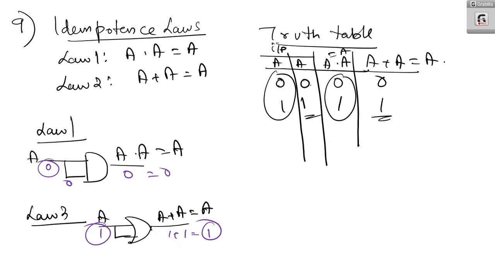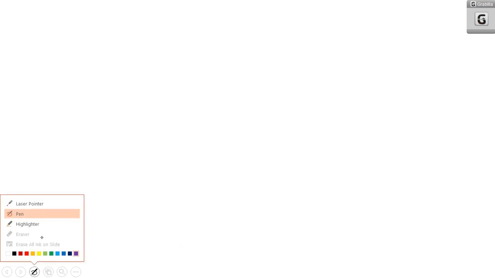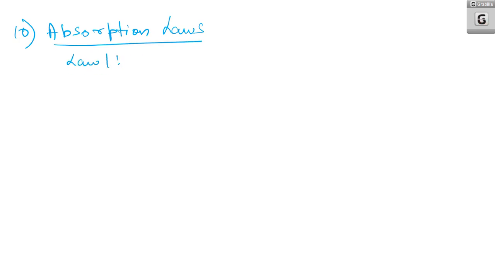Now coming into 10th one. 10th one is absorption law. With this law I am ending this lecture. Absorption law. We are having two laws. Law 1 is A or AB. A or A and B is A. Second law is A and A or B is also equal to A.